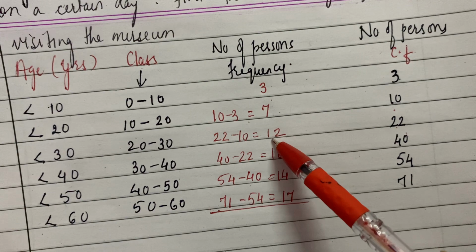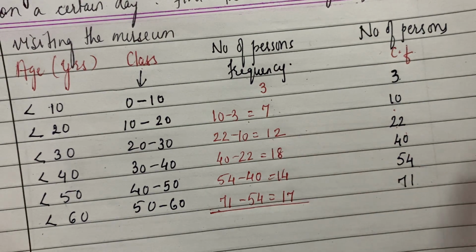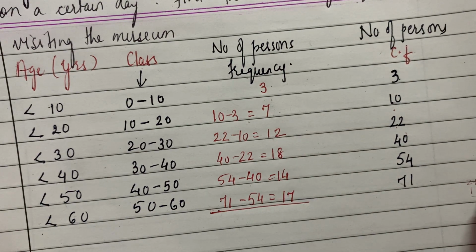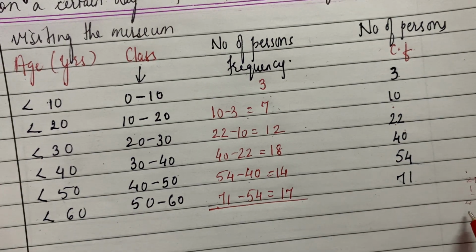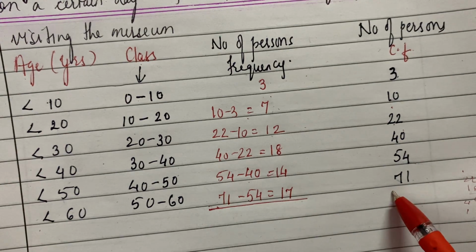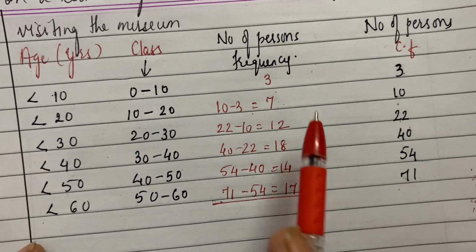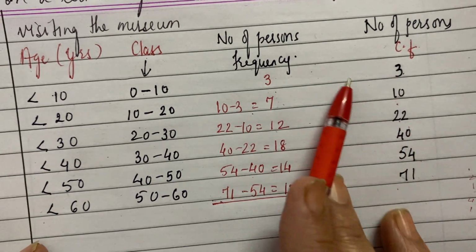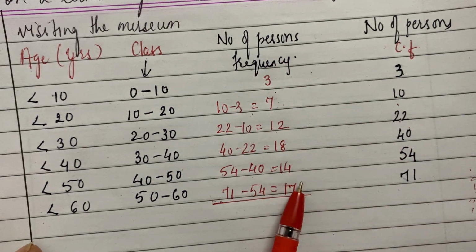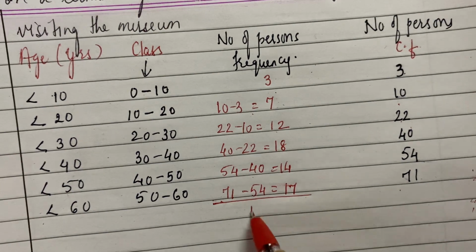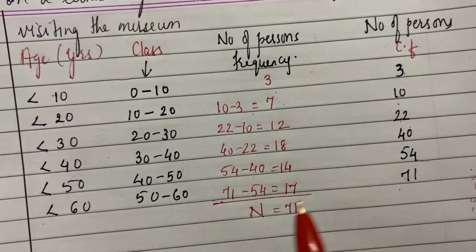10 and 12, 22. 22 and 18, that will give you 40. 40 and 14, that will give you 54. And 54 plus 17 gives you 71. Are you getting that? So from this cumulative frequency, we have found the frequency in this manner. So your n is 71.